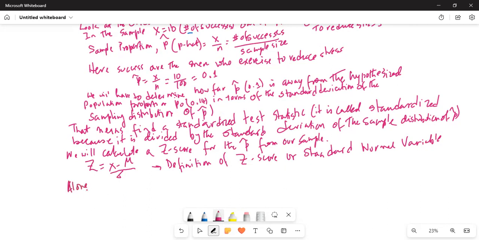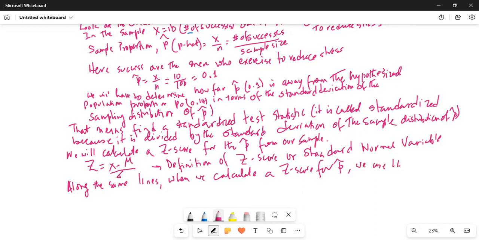Along the same lines, when we calculate z-score for p hat, we use the formula z is equal to p hat minus p0 divided by square root of p0 times 1 minus p0 over n.